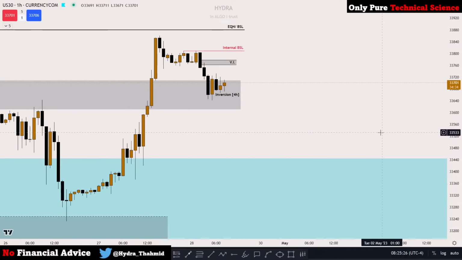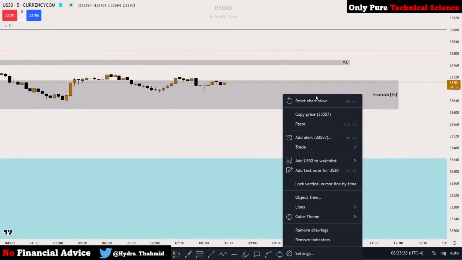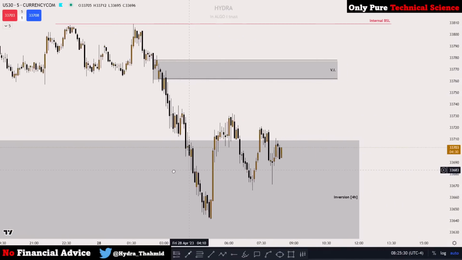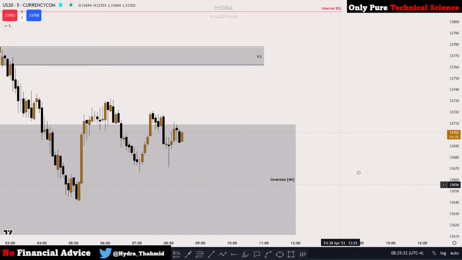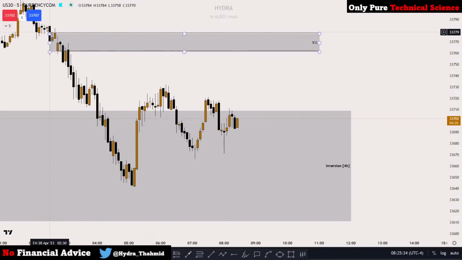So I'll drop down to the 5-minute chart, and I'll watch and see how price behaves from this inversion. We have this inversion right here, and then we have this volume imbalance that I told you guys about, right? That's our draw on liquidity. That's what I think is our draw on liquidity. It might be different from your thoughts.